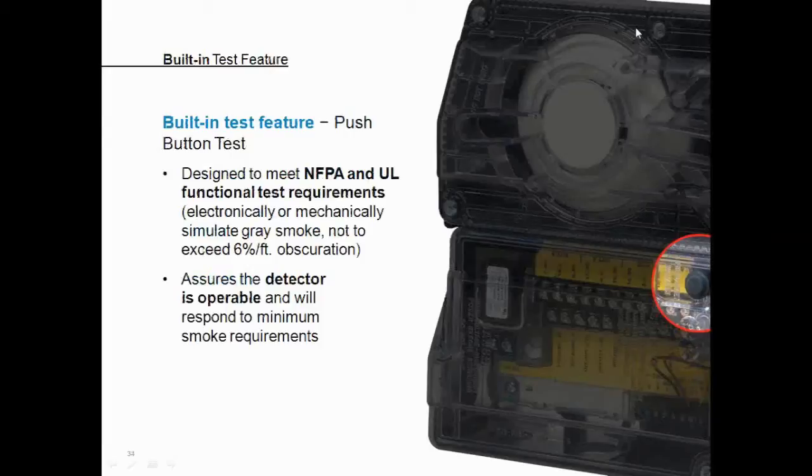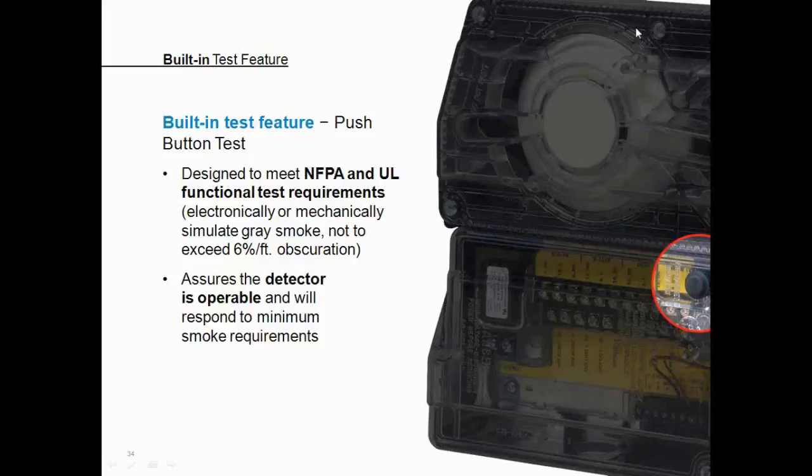Next is the onboard test button. As I mentioned, it's on the power side of the detector. This push button works exactly the same as the one on the remote test accessory from a few slides back. The test button on the System Sensor InnovairFlex duct smoke detector meets both NFPA and UL functional testing requirements.